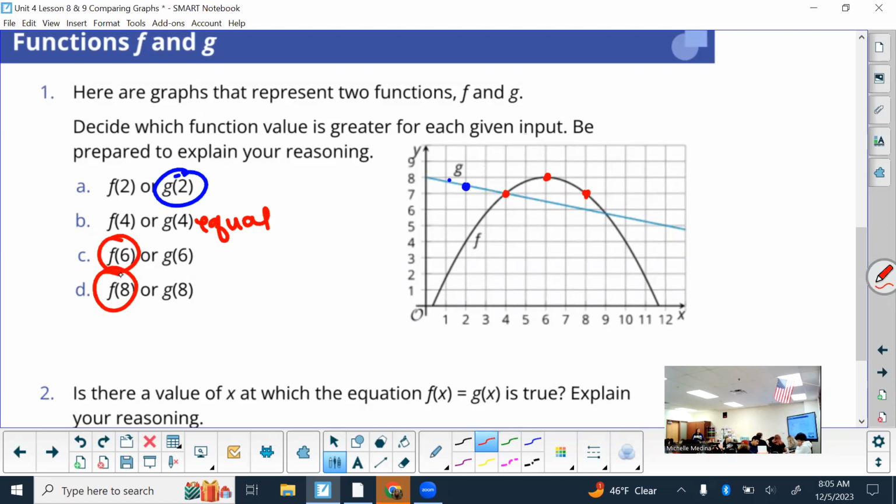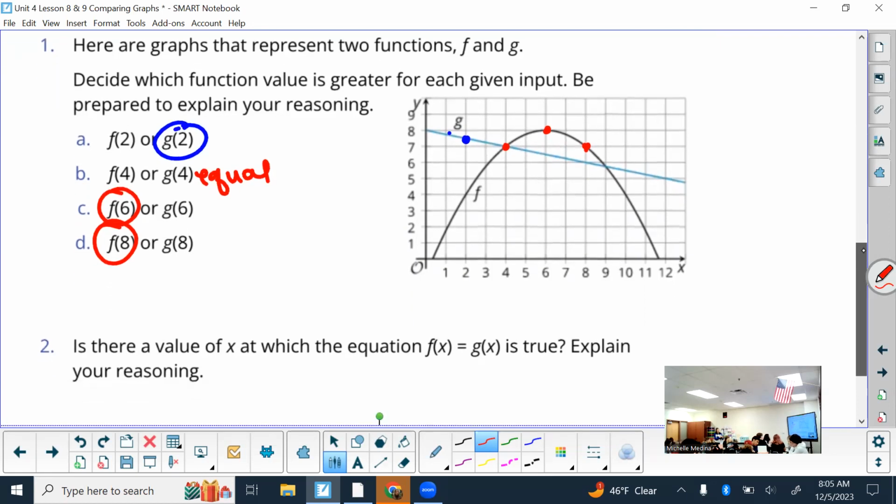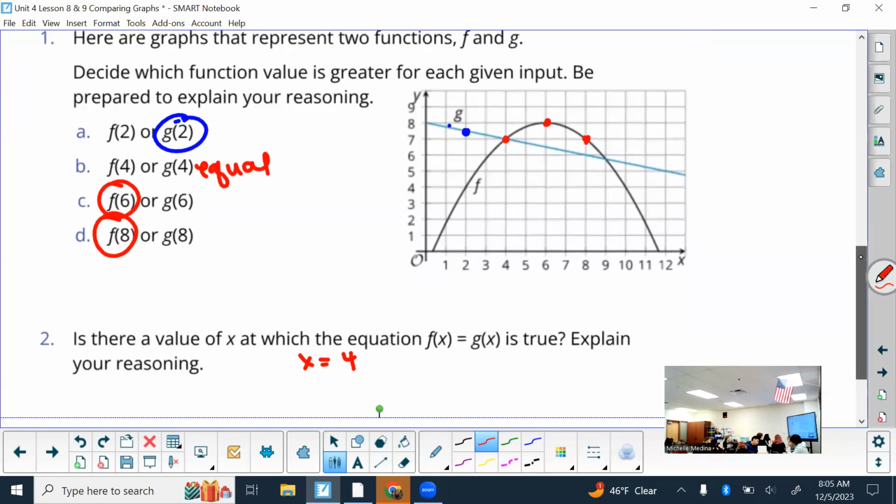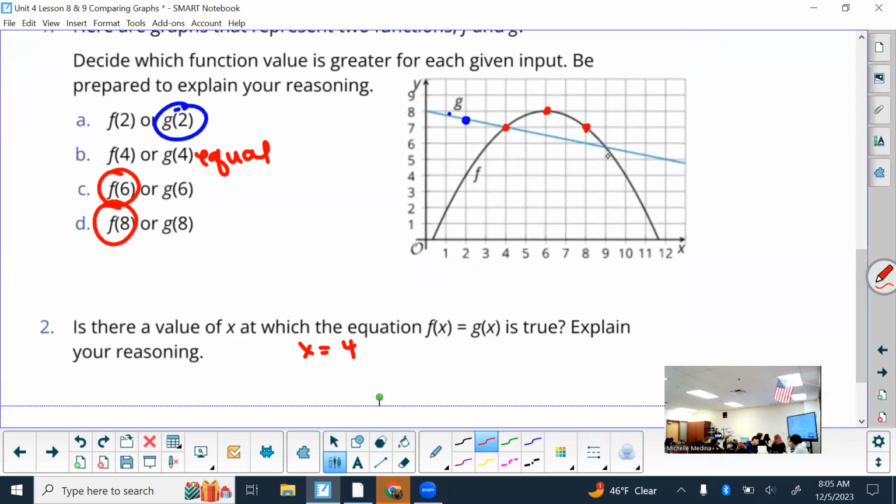All right, so now you can do it from a graph. Is there a value of x at which the equation F of x equals G of x, class? What would the x value be? And then are there any others? Yes. What is the other? Okay, yes, there's 2 areas. That's where they intersect, where x equals 4 and x equals 9. They have the same values at those areas because they intersect. All right, and that's really all.